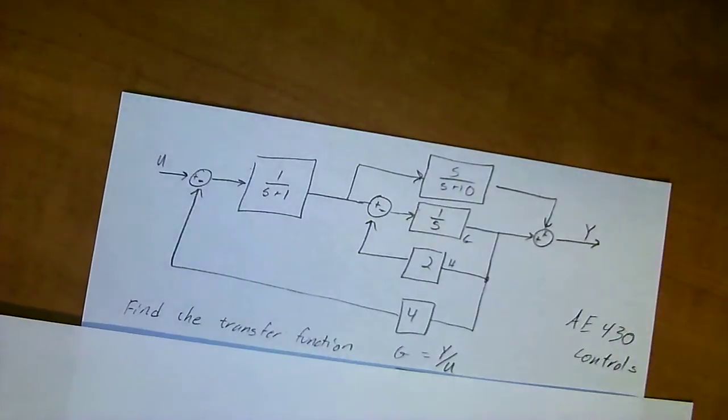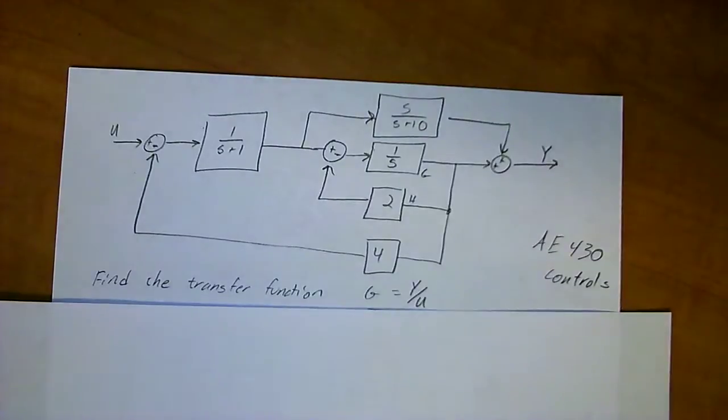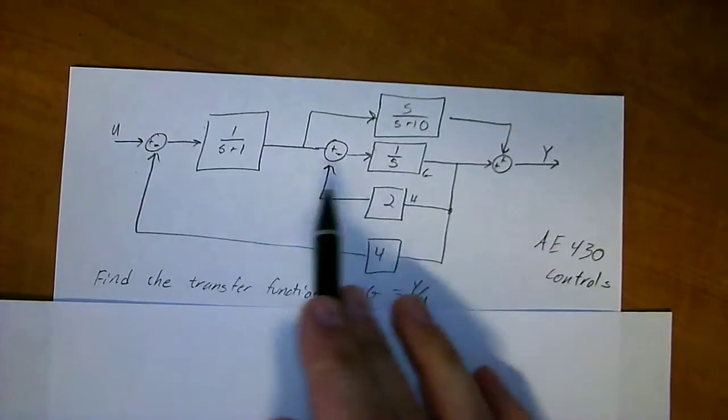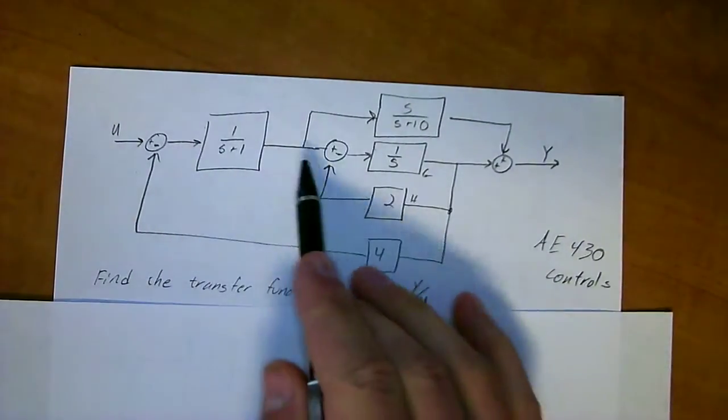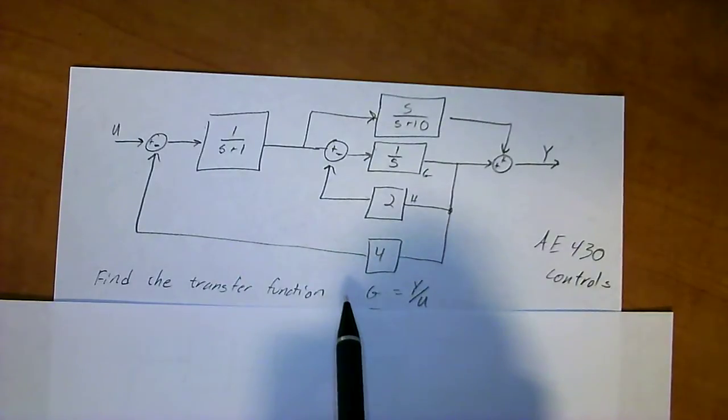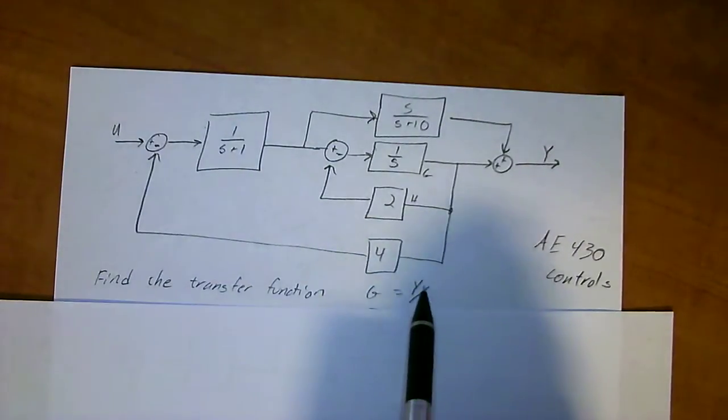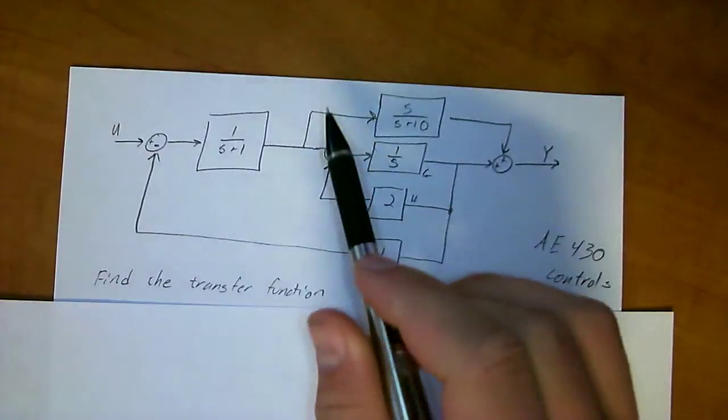On this problem, we're going to do a block diagram reduction. What we have is this basic block diagram system. Well, it's not basic, but we have to get the transfer function from it, G of y over u, so output over input. This one's a little bit tricky.